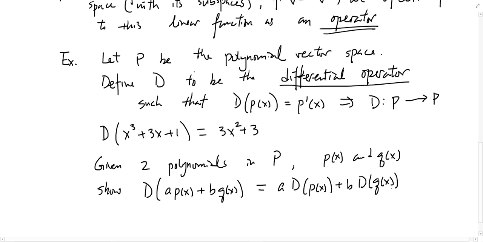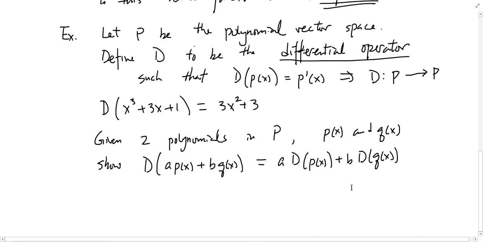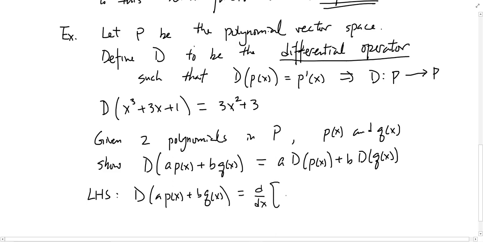So how do I show this? Just like what we did before, I'm going to work with the left-hand side and the right-hand side and try to show that they both give me the same thing. Let's try the left-hand side. Suppose I take the derivative of this thing. That just means I'm differentiating a P of x plus b Q of x.